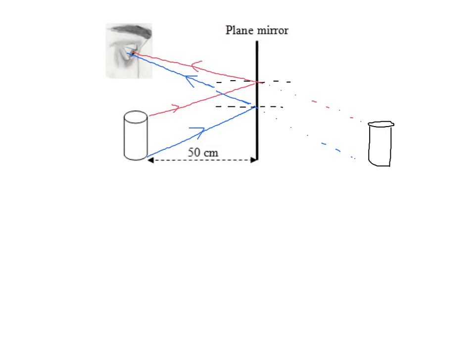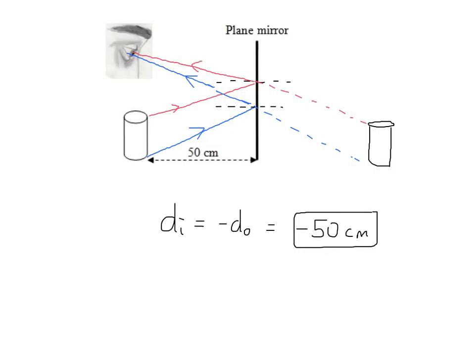And then for part B, it just says, what is the image distance? Well, you know that the image distance for a plane mirror is just equal to the negative of the object distance, and the object distance was given as 50 centimeters, so we can just say the image distance is negative 50 centimeters, because this is a virtual image, and the image distance is a negative number every time you have a virtual image. So that's the distance from here, the mirror, to where the object is.